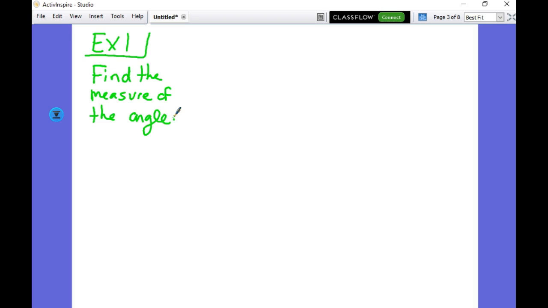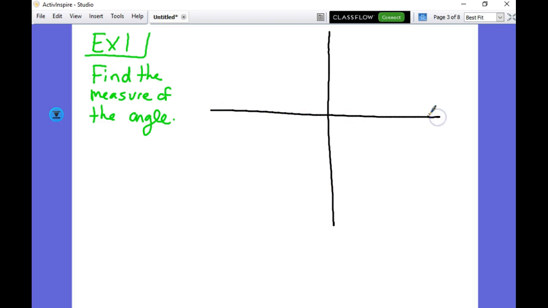Find the measure of the angle. I'm going to do 4 of these. I'm just going to call them all example 1. We'll call this part A. So we want to figure out what that is, and we're doing this all in radians, right? We're going to do 4 problems like that.